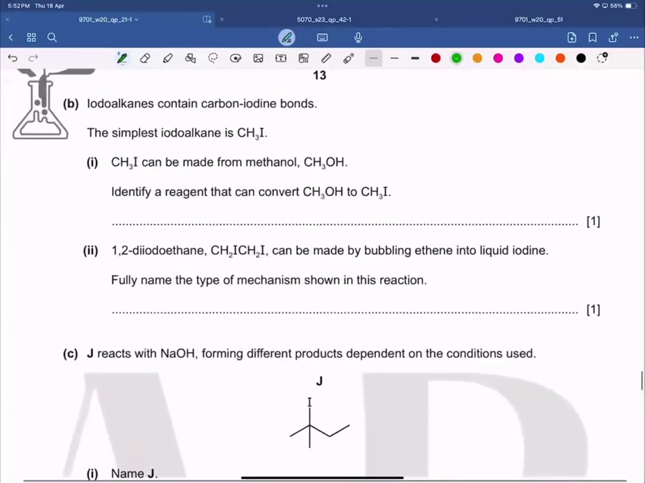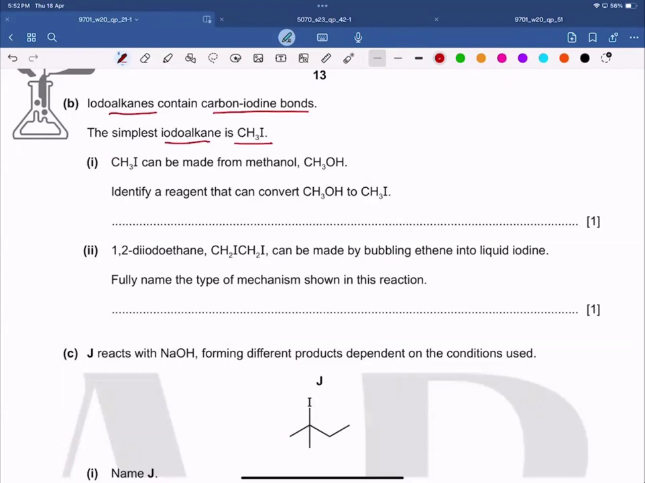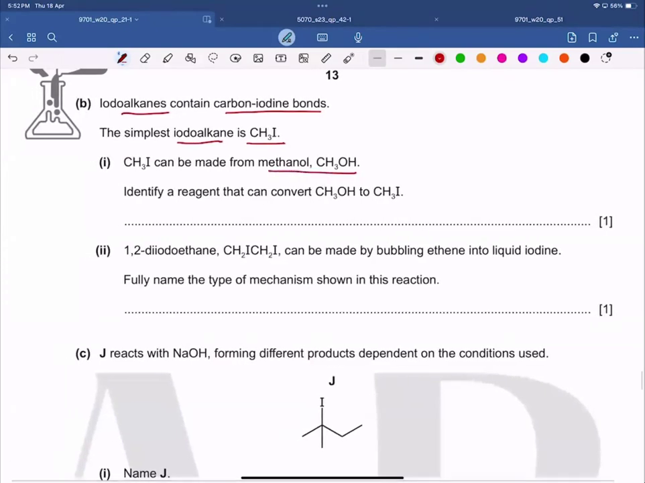Now, next part. Iodoalkanes contain carbon-iodine bonds. The simplest iodoalkane is CH3I. CH3I can be made from methanol. Identify the reagent that converts methanol to CH3I. Yes. HI. Very good. HI. And instead of HI, what? PI3 can also be used, or red phosphorus and iodine. That is also used. You have to write any one. Okay.